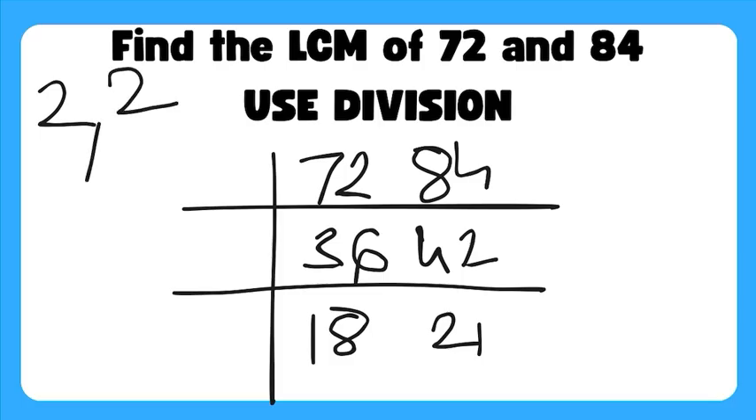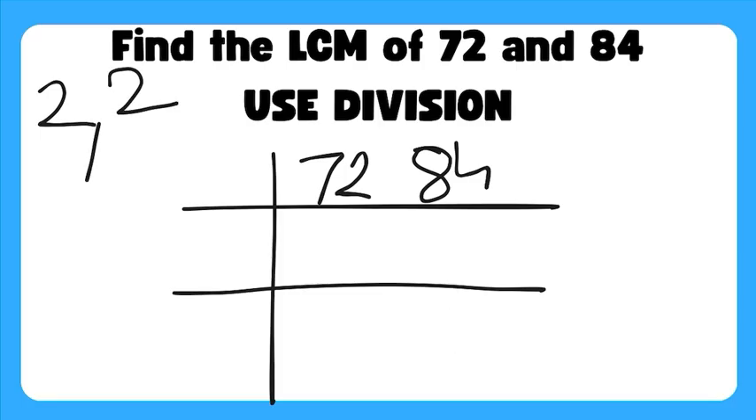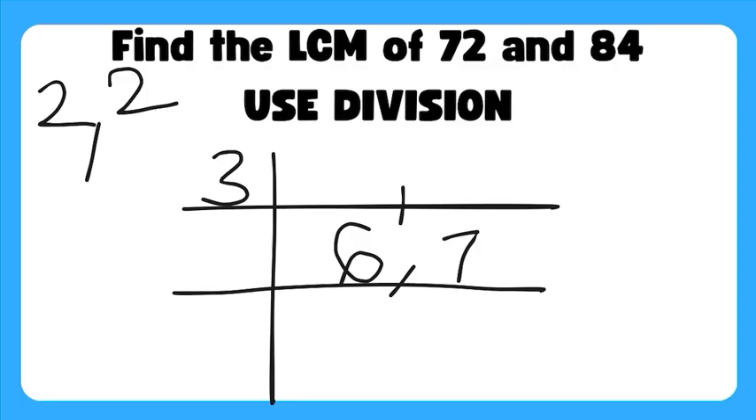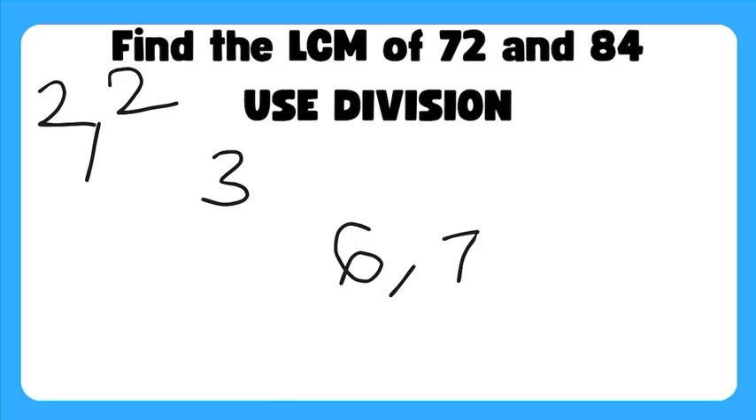Now I'm going to move this 18 and 21 up. So 18 and 21. Now we can put a 3 because both these numbers are divisible by 3, and that will give us 6 and 7. So now we cannot divide these further, so we will stop over here. So now we are left with these numbers. If I remove all these lines and everything, 2, 2, 3, 6, 7, and all we have to do is multiply them. So let me just move these down.